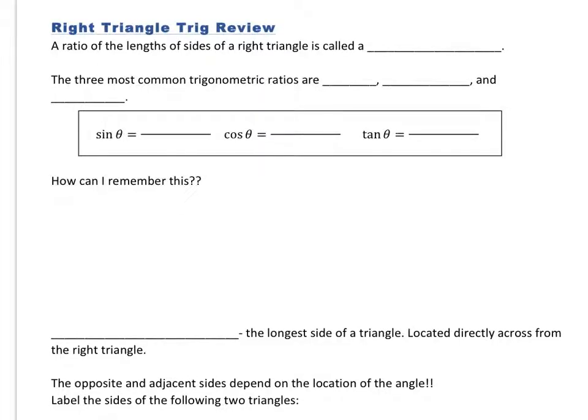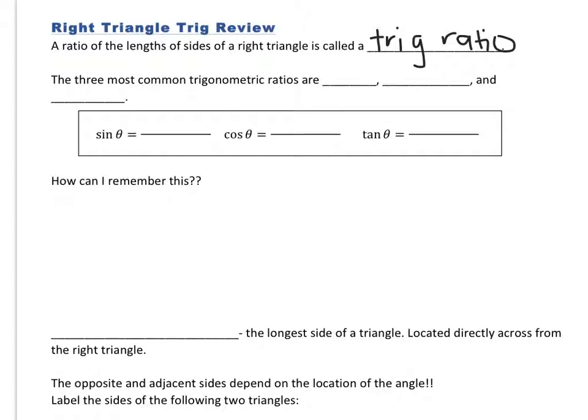Alright, so today we're going to do a review of right triangle trig, which you should have already learned, but just in case, we're going to go over it again. So, a ratio of the lengths of sides of a right triangle is called a trigonometric ratio. I'm just going to abbreviate it as a trig ratio.